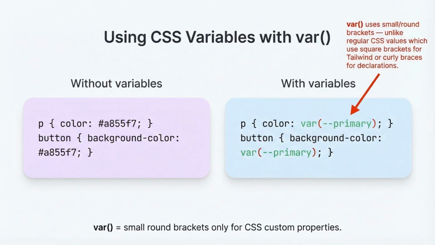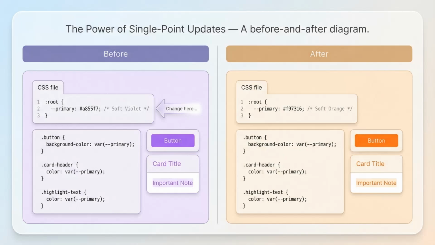One thing the instructor emphasized, the syntax uses small round brackets for var, not square brackets or curly braces. Regular CSS values in Tailwind classes use square brackets for customization, but CSS variables are always called using var with round brackets. This distinction is important to remember so you don't mix up the syntax when switching between plain CSS and Tailwind.